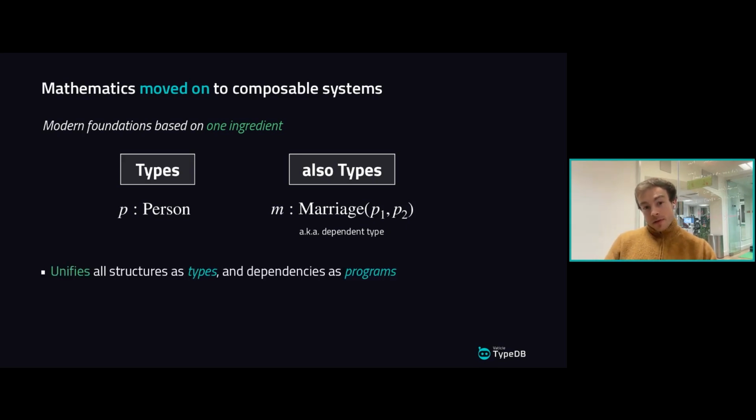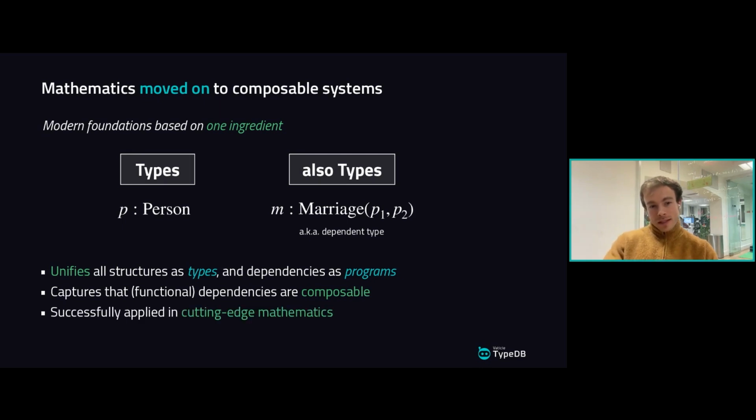This approach of type theory unifies all mathematical structures as types. Dependencies between these structures can be thought about as programs, and programs compose. So type theory naturally has this composable flavor where you can take one program with an output type and feed it into a program with a corresponding input type. And this has been highly successfully applied, even in cutting-edge mathematics.